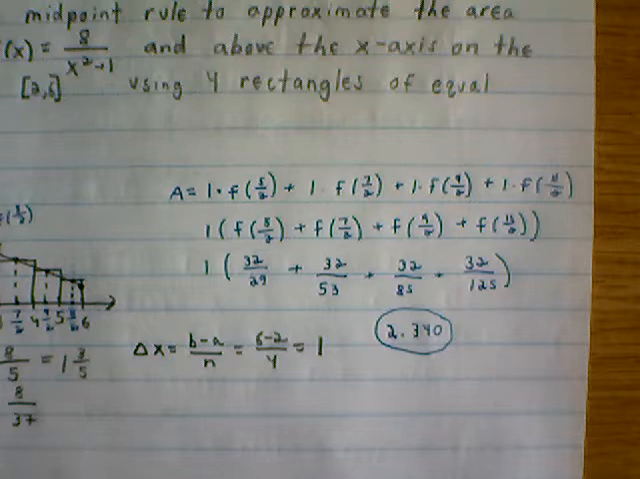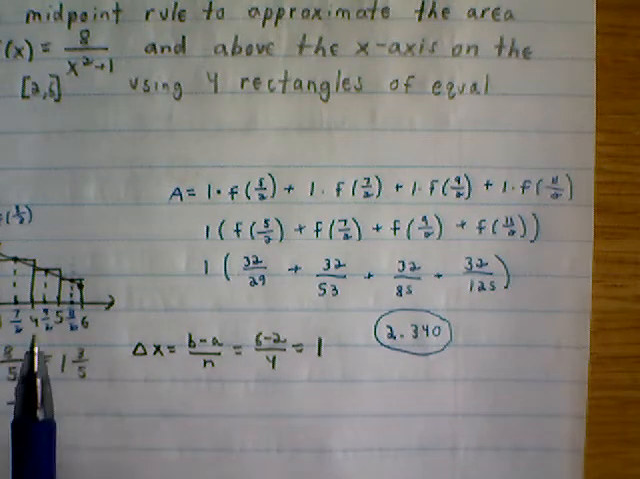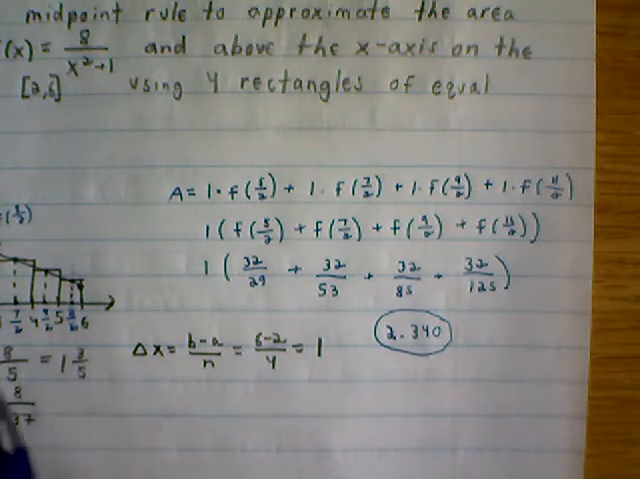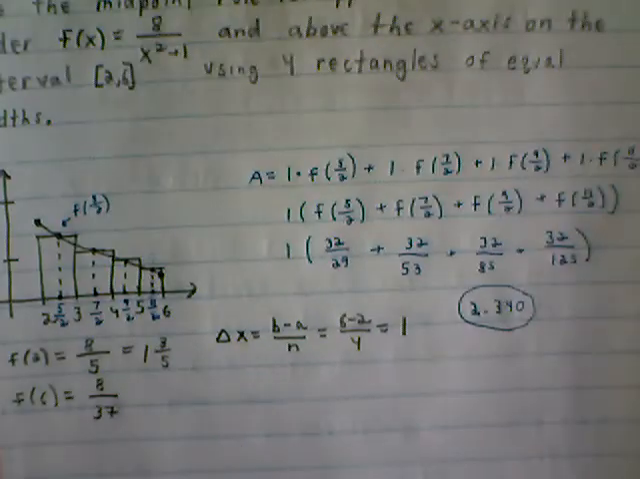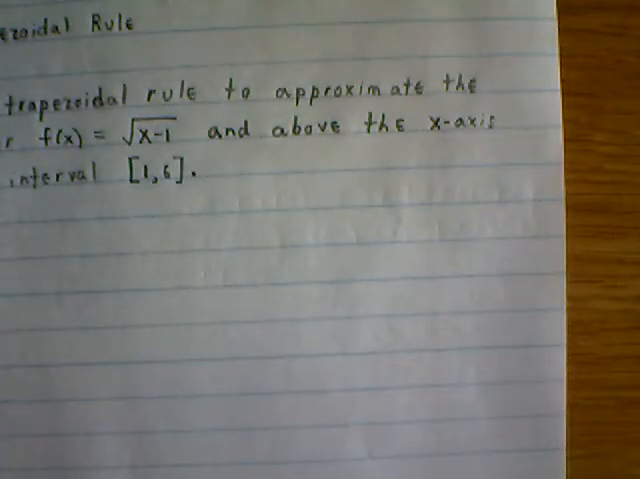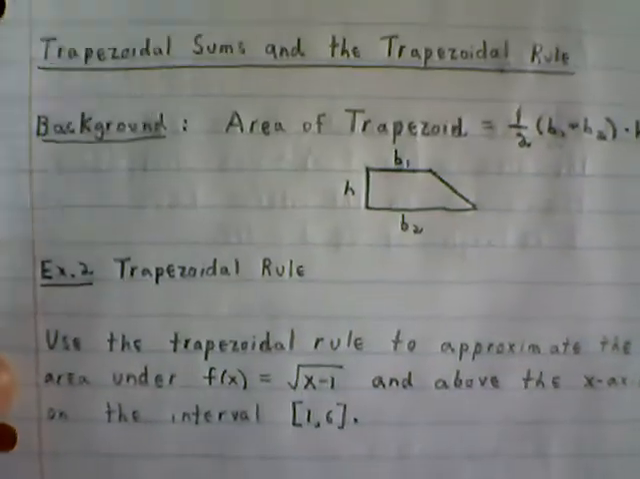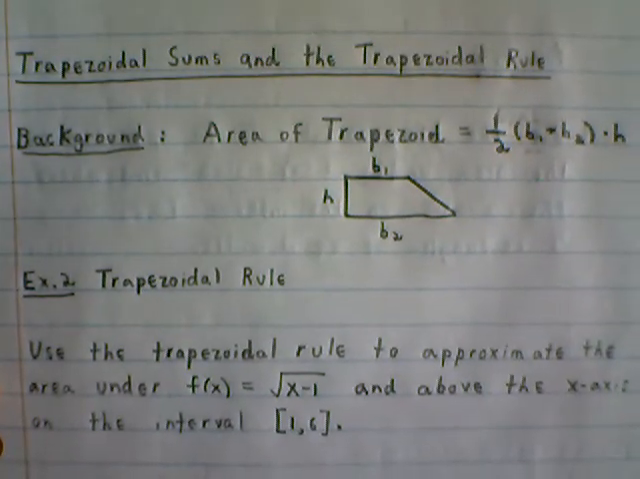All right, so this concludes the midpoint rule. You find the width of each rectangle and then evaluate the function at the midpoint to find the height of each rectangle. You can work it out from there. So let's go ahead and move on to trapezoidal sums and the trapezoidal rule.